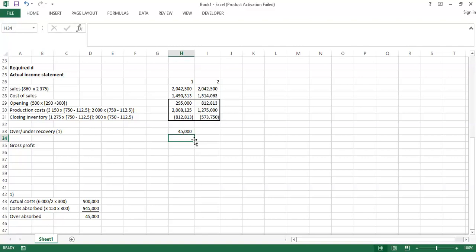All right, so this 45,000 becomes an over. So let's just say we're going to put our overs there as positive, and let me put the under recovery as negative there, just for control. Right, now let's look at period number 2. Let's copy this here and then adjust it.